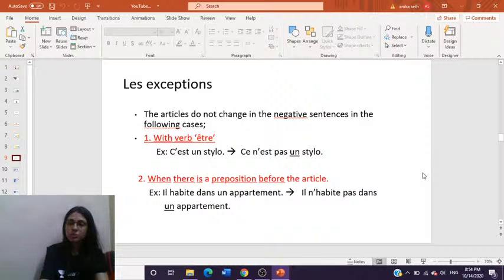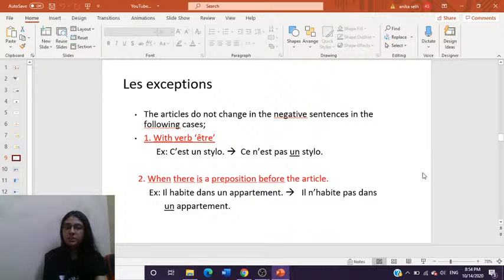The exception, where the articles do not change, is with the verb être. For example, c'est un stylo; in the quiz just now we also did c'est un livre. In the sentence it is not expressing any quantity, it is expressing the existence of the object. That means c'est un stylo, ce n'est pas un stylo. We are not changing the article because there is no quantity involved in the sentence.